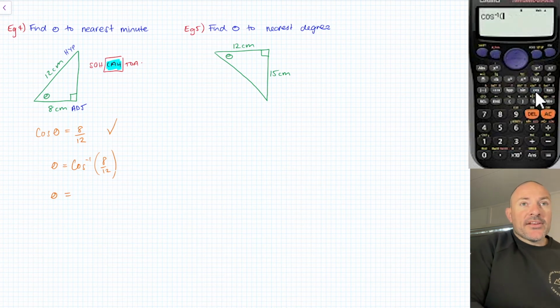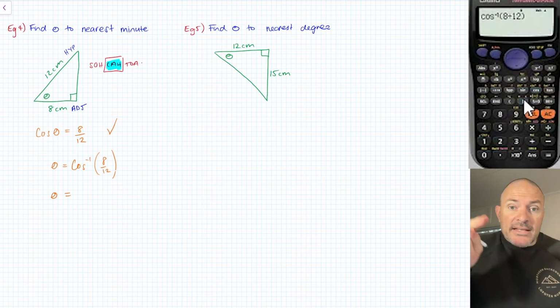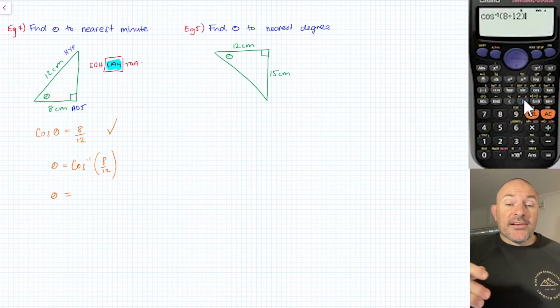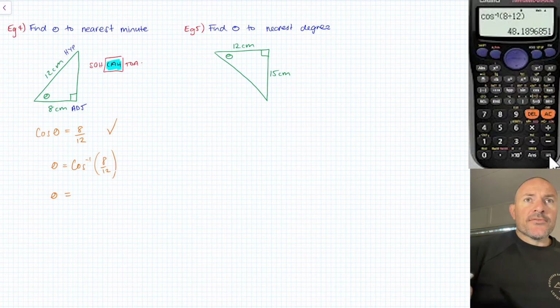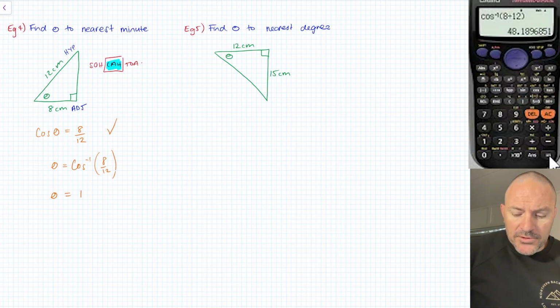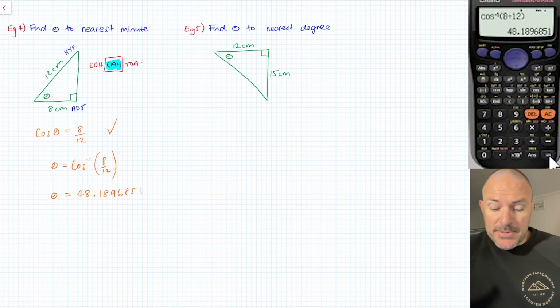So I'm going to get my calc, as you can see here. I'm going to press shift cos. We see the cos -1. I'm going to type in this. I'm going to use the divided by sign, 8 divided by 12, just to show you that it's the same as a fraction. Doesn't really matter. You must have the brackets in there though, because that can make a really big difference if you don't. I'm going to press equals, of course, and it comes up with 48.1896851.